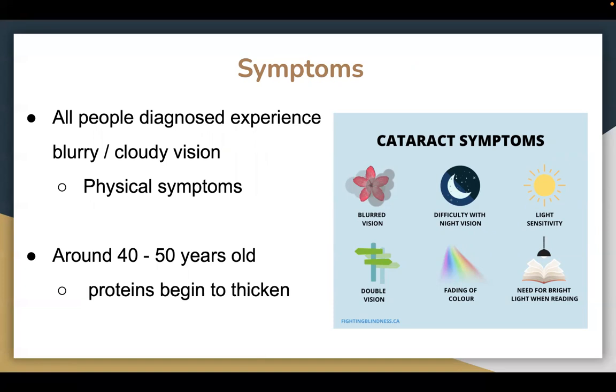Double vision, anything that you're seeing two of, three of. Fading color, this could be fading of any color or the yellowing of colors. And the need for a bright light while you're reading. This definitely is a sign of a cataract. All of these symptoms will begin to form around 40 to 50 years of age and increase as you increase in age. This is because your proteins will begin to thicken as well.